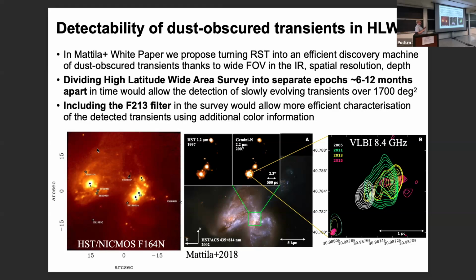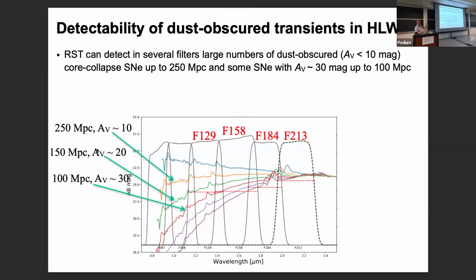We did also consider including the K-band, which would provide very important color information for measuring dust temperatures, extinctions, and so on. Okay, so here I'm showing plots for a spectrum of a typical core collapse supernova a few months from the explosion, after reddening the spectrum with different amounts of extinction.